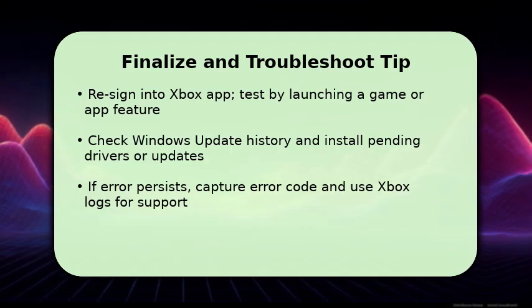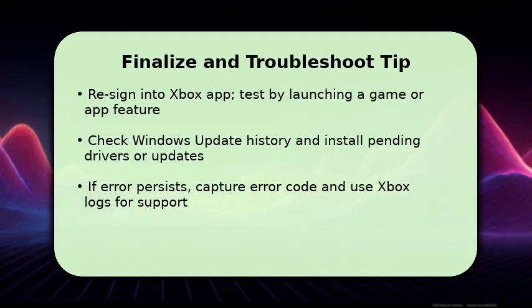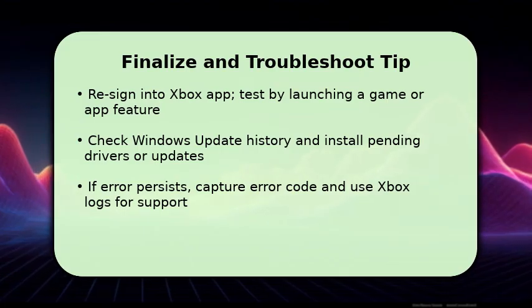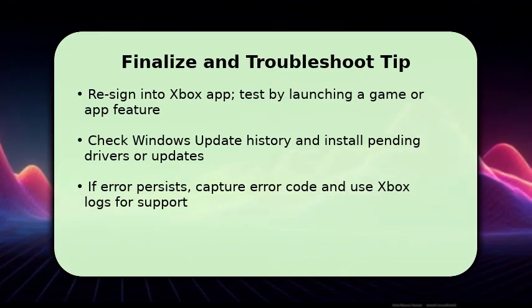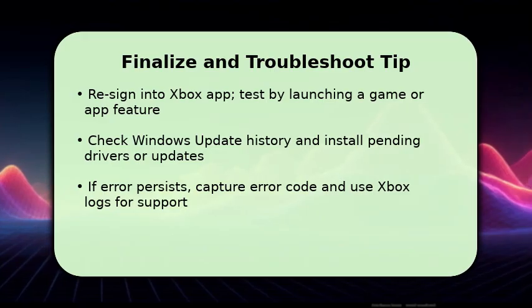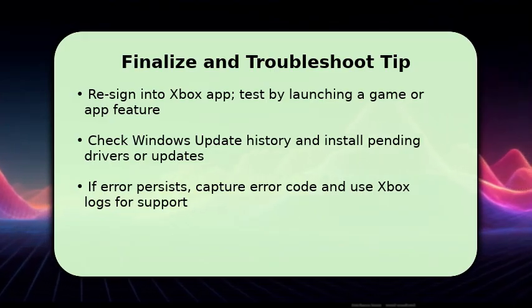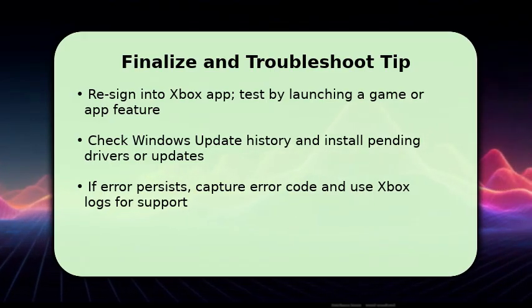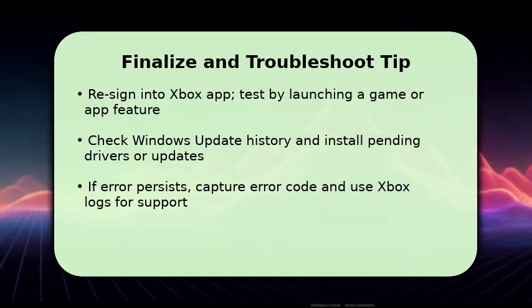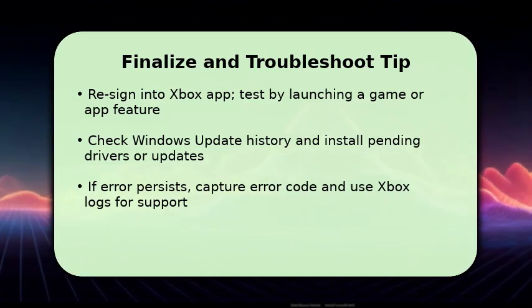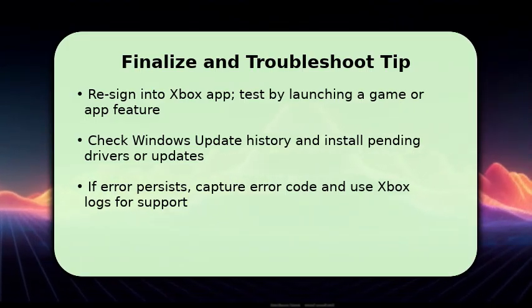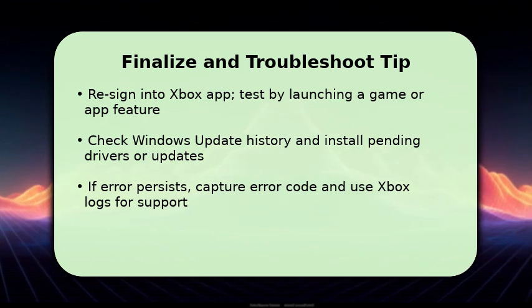Drivers and OS patches can block app updates, so install those and reboot. If the update still fails, note the precise error code and collect Xbox app logs from Event Viewer or the store to give support. One key tip: creating a new Windows user account quickly isolates profile corruption. Try installing the app there before contacting Microsoft.